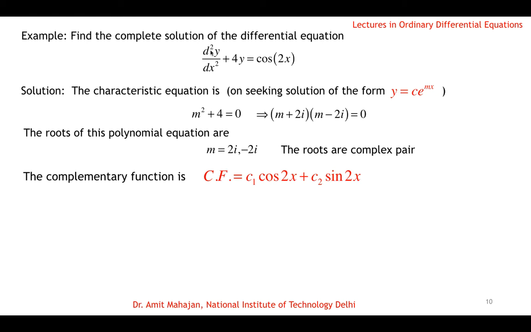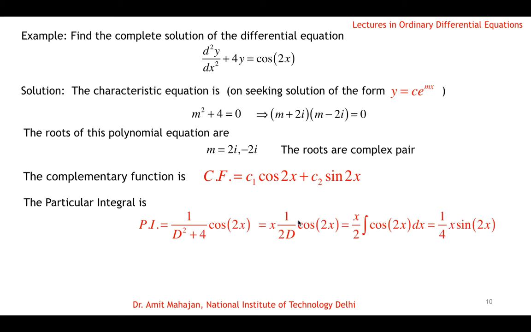Particular integral will be 1 by d square plus 4 operated on cos 2x. Again, the method says that we have to put d square as minus a square. a is 2, so d square is minus 4, and if we put d square as minus 4, then the denominator will be 0. And if the denominator is 0, then the rule says that we multiply with x and take the derivative of this. Derivative of this will be 2d plus 0. So it will be x into 1 by 2d of cos 2x.